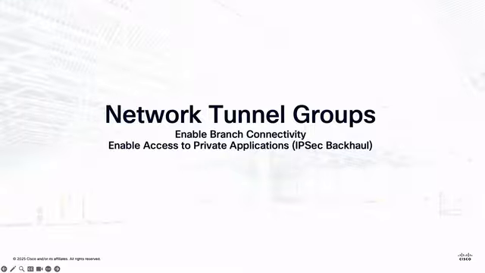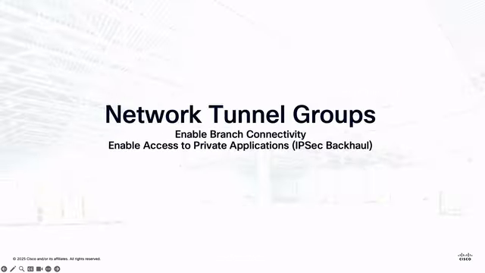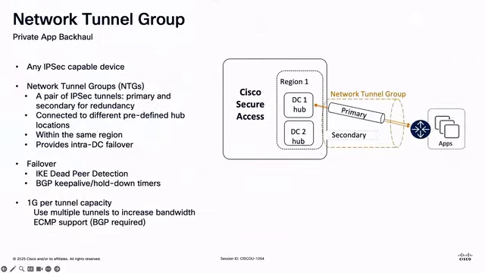So let's move into network tunnel groups. A network tunnel group is a way to connect a branch to Secure Access and carry that traffic. Think of Umbrella: it's the same mechanism that Umbrella uses to carry traffic from the branch to the cloud. Network tunnel groups are also used to connect or allow access to private applications.